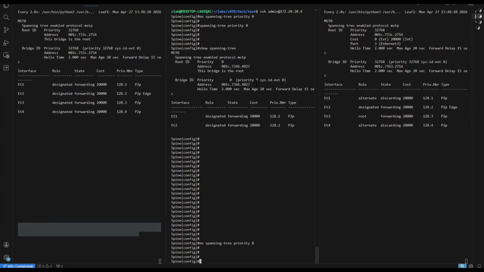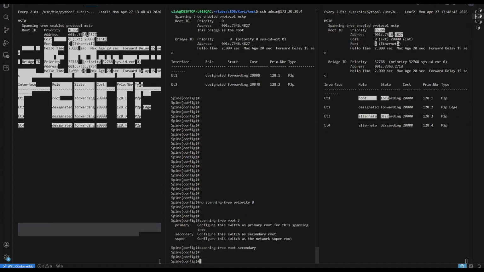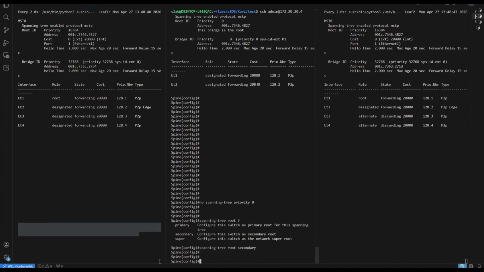So now what I'm going to do is spanning-tree root. There are some other options as well in Arista. There are three options: primary root, secondary root, and super root. I can configure a switch as either primary root, secondary root, or super root, and we'll see the difference between all three. First I'm going to configure it as secondary. Okay, I configured it, and now spanning tree converges. Watch out for leaf 1 and 2, because whenever I make a configuration on the spine, the spanning tree will converge on both leaves.